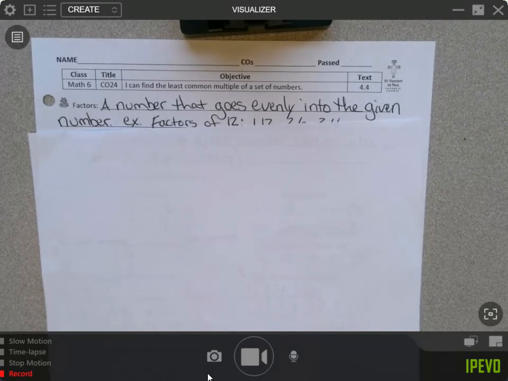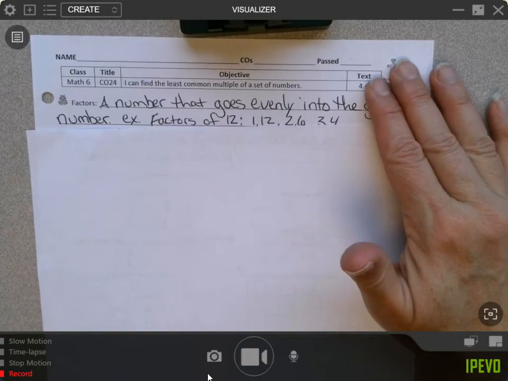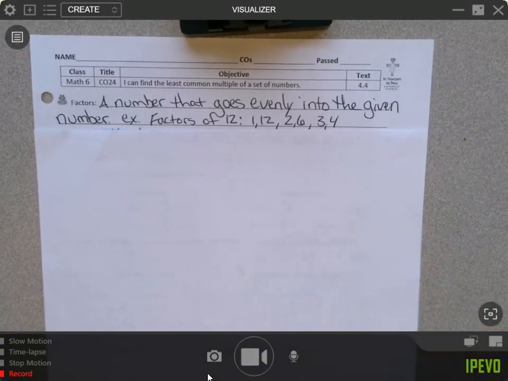Today we are working on CO24. I can find the least common multiple of a set of numbers. Now this one gets easily confused with yesterday's objective of greatest common factor. Remember, those greatest common factors are the numbers that we multiply together to get to our number. This is the least common multiple.